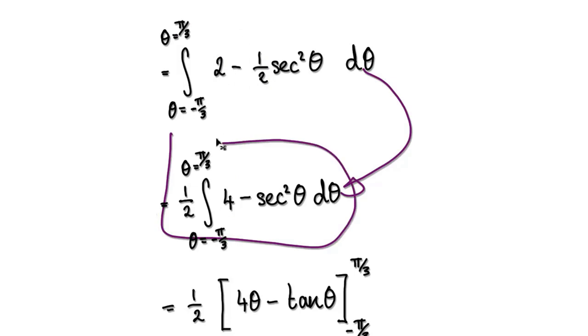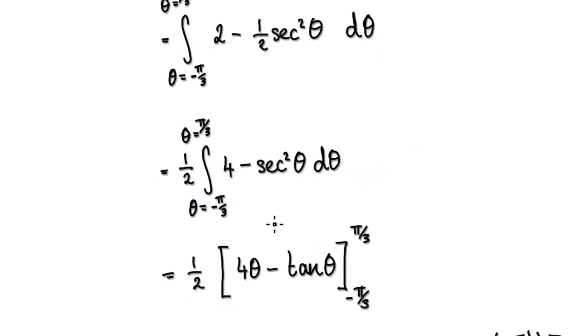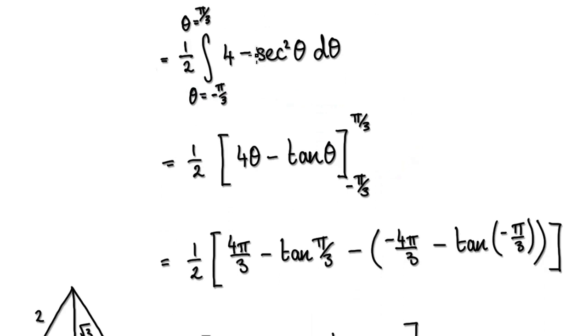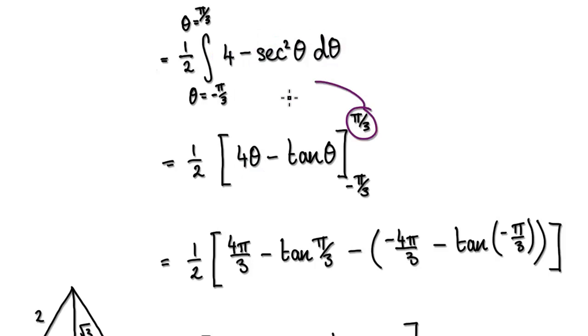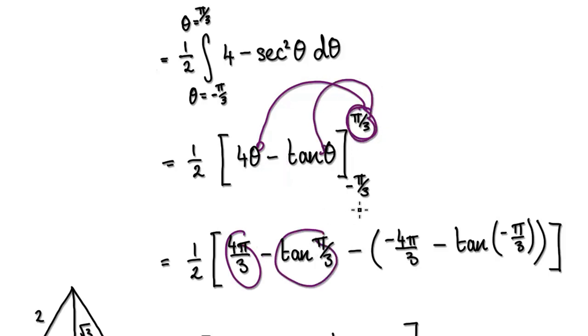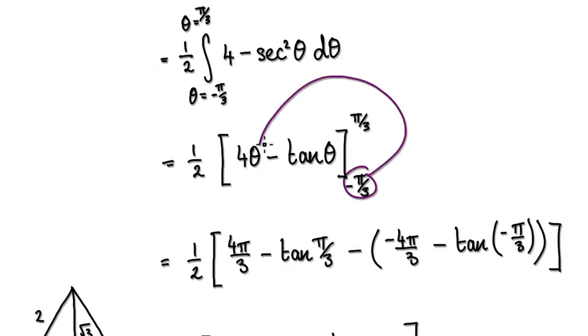So now integrate this. Integrating the 4 with respect to theta gives you 4 theta. Integrating this will give you tan theta. Now we've got to put this into here. That will then give us this. Take away, this is your takeaway here, and then put this into here. That will then give us this, and then take away, and now put this into here. That will then give us this, and then put this into here. That will then give us this.